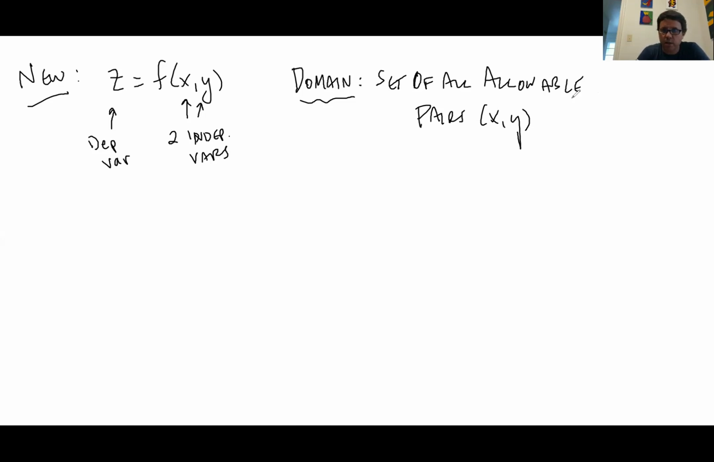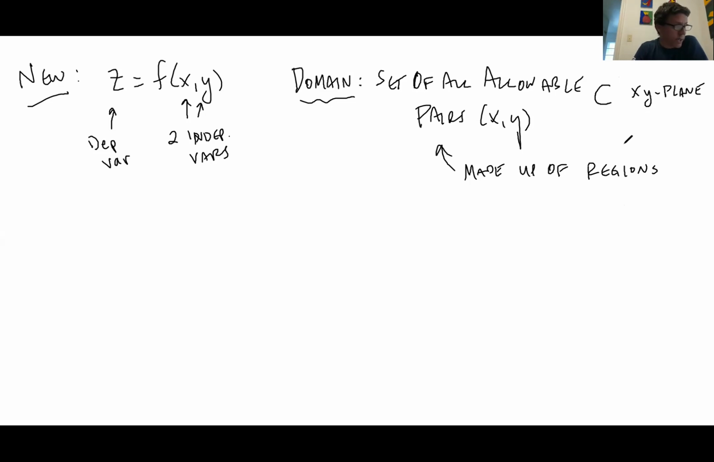Where is this in? Well, if you're looking at pairs, x, y, these are all the numbers in the xy plane. So this is a subset, use that symbol again, of the xy plane. And so these are no longer intervals anymore. These will be made up of regions in the plane. It could be circles or squares, or it could be an entire plane. It could be half the plane. So they're not intervals anymore.